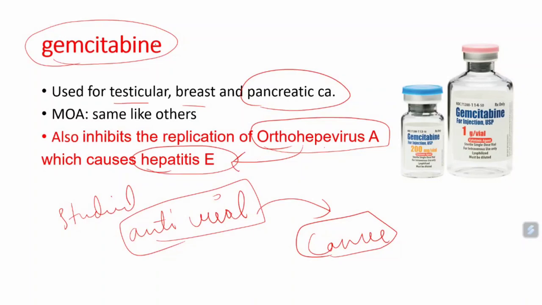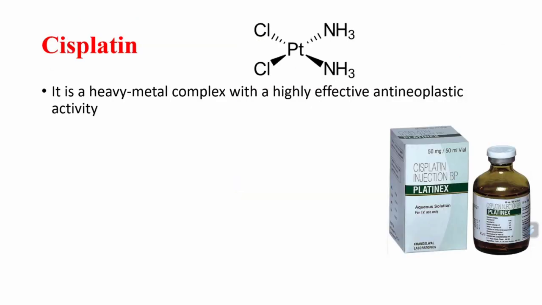So gemcitabine, always remember, it is an antiviral as well as an anti-cancer drug. In antiviral activity, it is useful for hepatitis E infection. Particularly, it stops the replication of orthohepevirus A. This is an important point you have to remember. And all other adverse effects are very, very similar to 5-fluorouracil. Okay, so that is about gemcitabine.